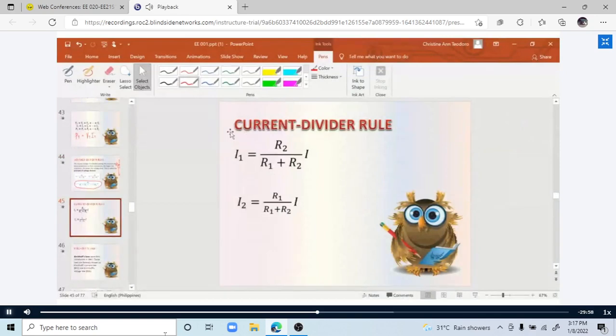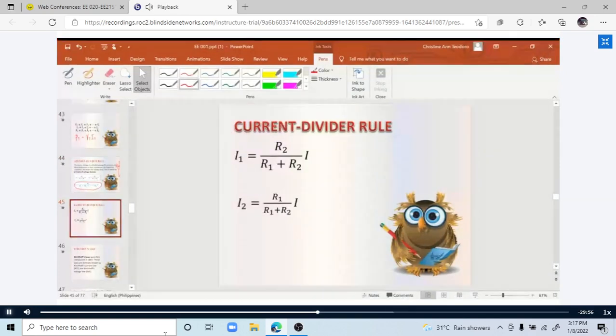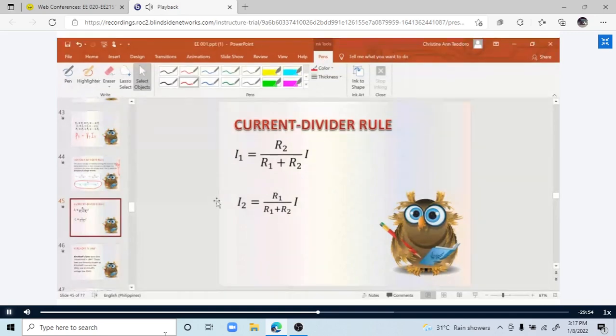So we have now the current divider rule. The current divider rule is only applicable in a parallel connection, with parallel connected resistors. We can implement the current divider rule because in parallel, our current is additive and our voltage is constant. In order to get I1, you use R2 over R1 plus R2.